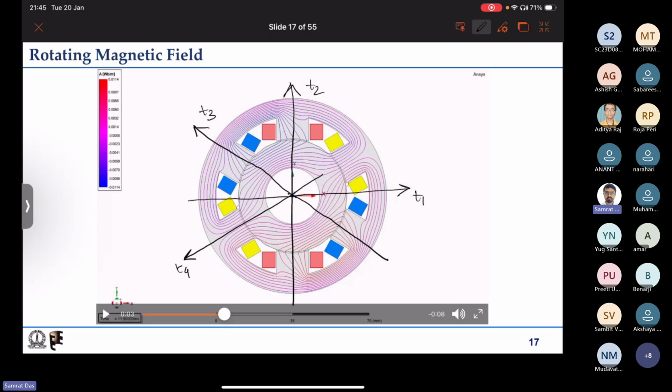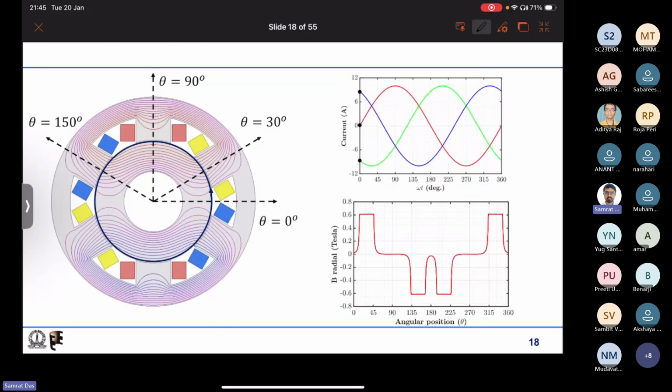So if we have three phase axes phase shifted from each other by 120 degree, and if we excite them with three phase shifted sinusoidal currents, then we see from the results that we have a rotating magnetic field. Now let us try to see that at multiple instances as we saw it earlier. So this is the same thing.